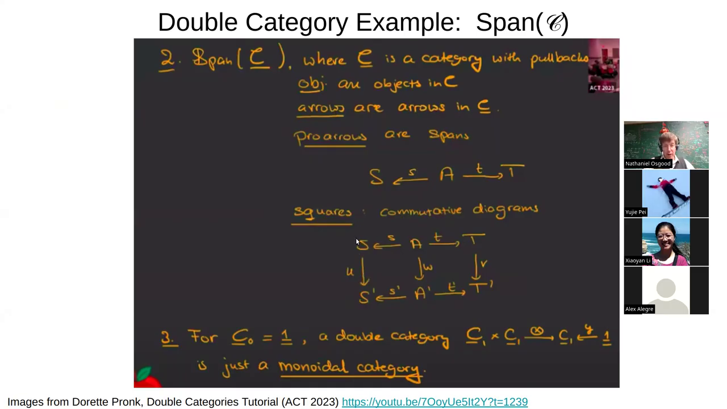Vertical arrows are just arrows in that category, in a plain old category. Pro arrows are spans like this. If we have S and T and S prime and T prime, there is a two cell here if this is a commuting diagram. So if this commutes here and this commutes here, then there's a two cell.